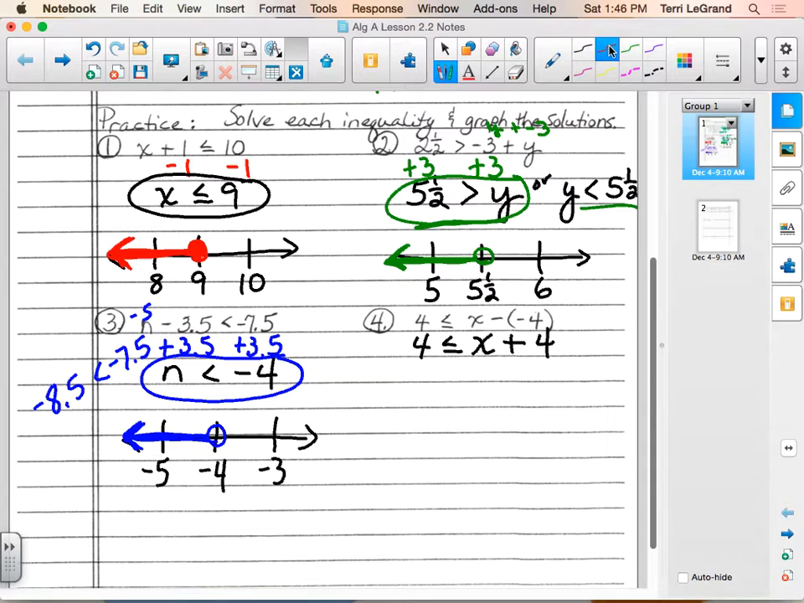Add 4. To undo that, we need to subtract 4. So we'll subtract 4 from both sides. What happens when you have 4 take away 4? You have 0, is less than or equal to x.